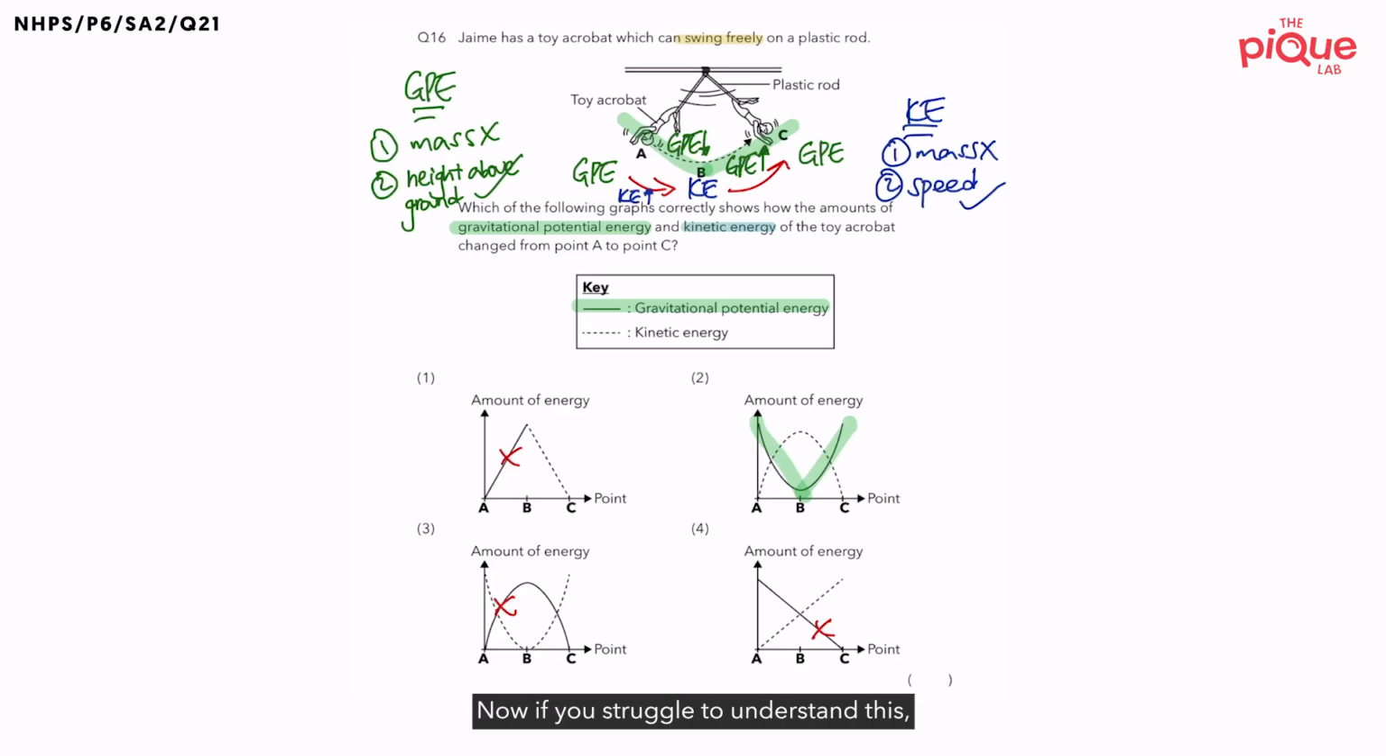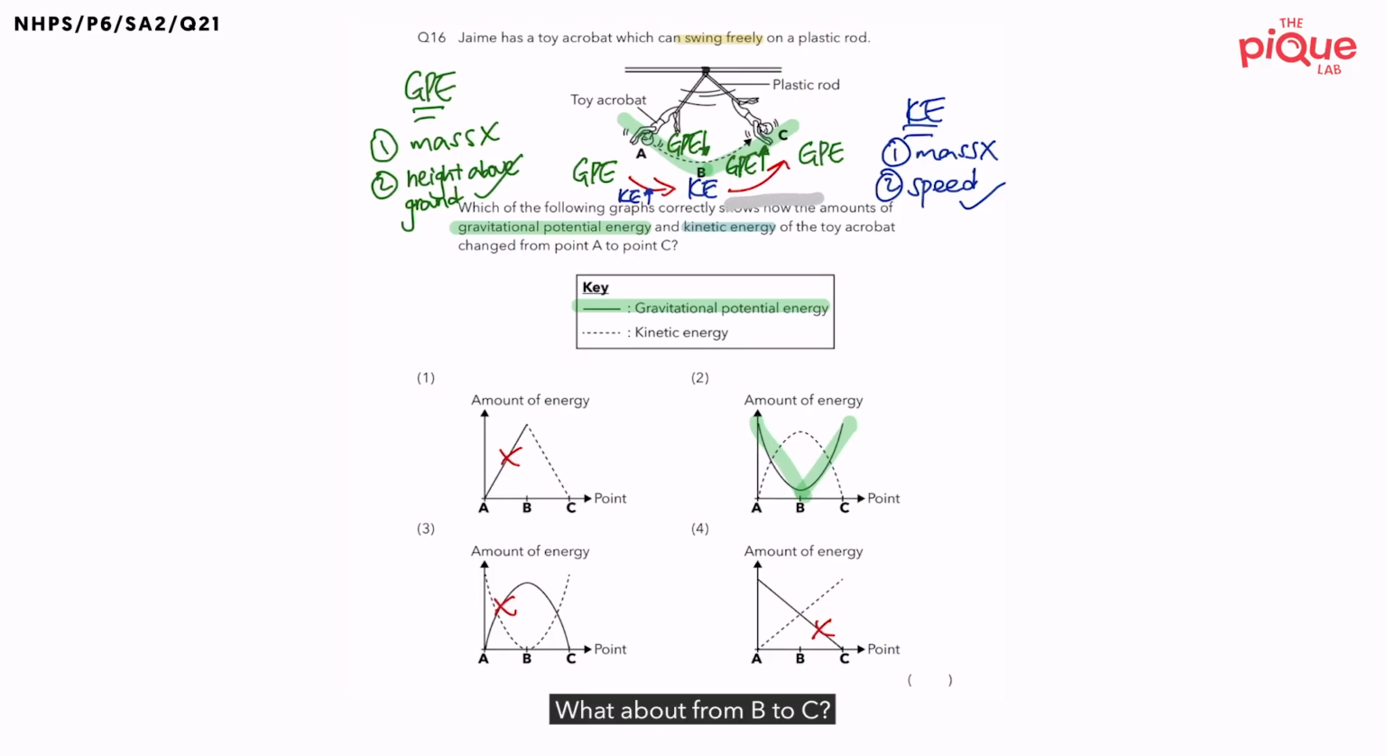Now, if you struggle to understand this, let me give you a quick analogy. Imagine that you are riding a roller coaster and the roller coaster moves down the ramp. Typically, when you go down the ramp, will you be going slower or faster than before? Faster. So for you to go faster, does the roller coaster need to possess more or less kinetic energy? In order to go faster, the roller coaster has to possess more kinetic energy. Thus, we say that kinetic energy increases from A to B.